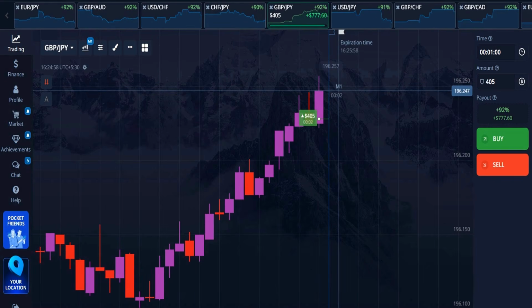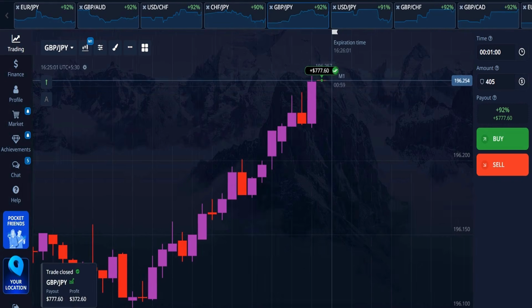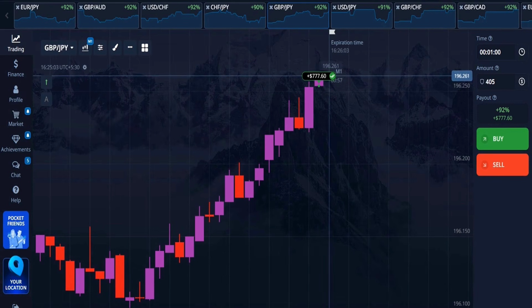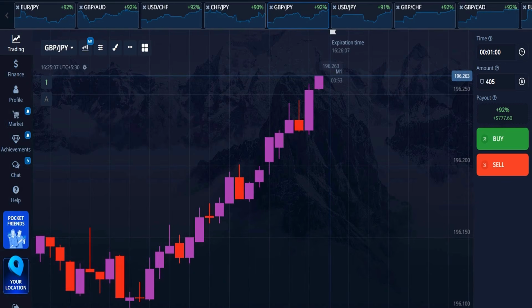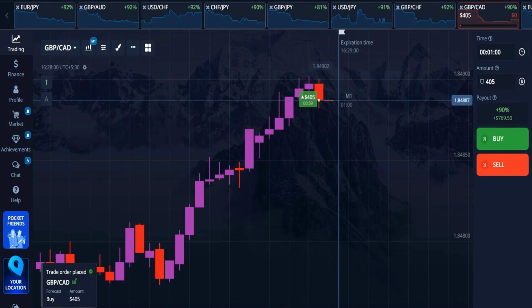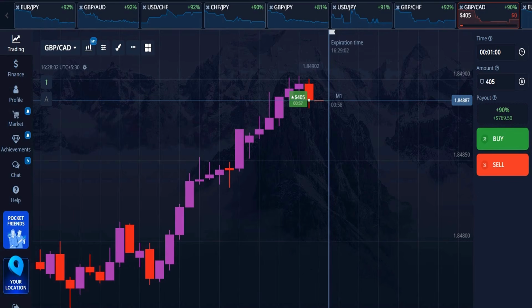Now, let's check the result of this buy trade setup. Yes, traders, we won this trade. This is exactly how the 6th candle price action strategy works. Clean, simple, and effective. You don't need any indicators, just your eyes, discipline, and a little patience to follow the pattern.